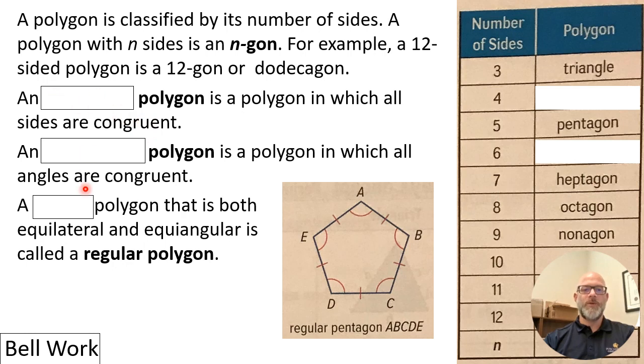fill in 6 blanks for me. 1, 2, 3, 4, 5, and the sixth one is actually the 12-gon right here, whatever that might be called. Okay, pause it, and then let's see how you did.